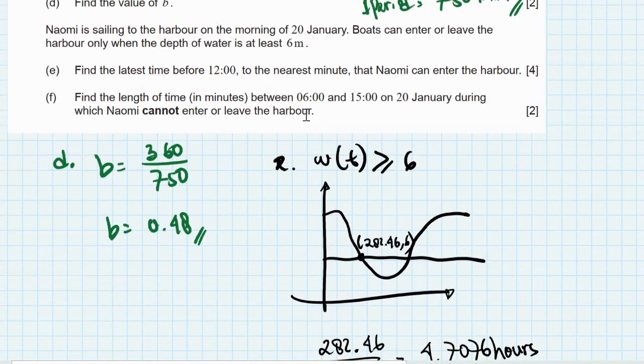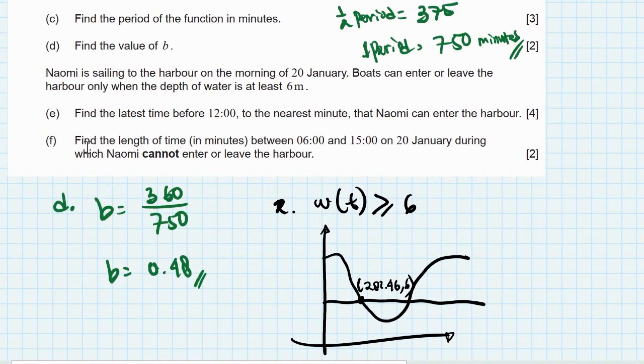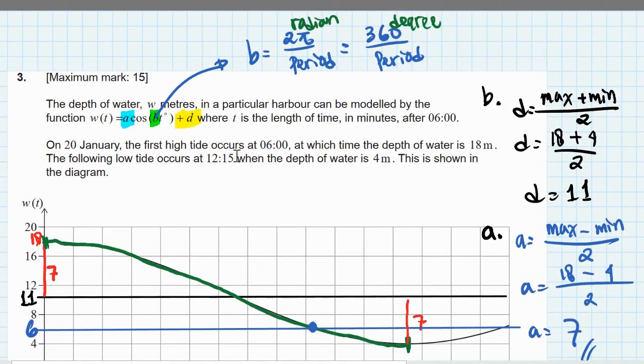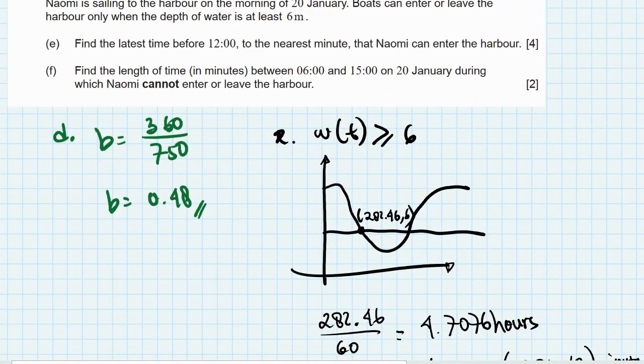That's for question E. Question F, find the length of the time in minutes between 6 and 15 on 20 January during which Naomi cannot enter. Now, cannot enter means this value. Okay, not enough. Let's use this. Cannot enter means this value. During this time, she cannot enter. How long is this? The question is, how long is this in minutes? We start at 282.46 up until this point. We cannot enter this point.